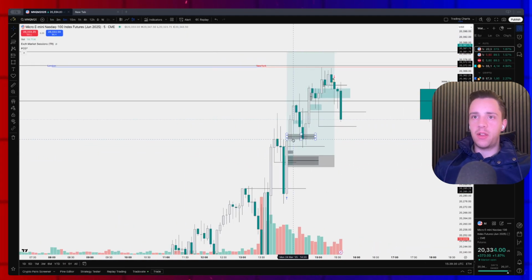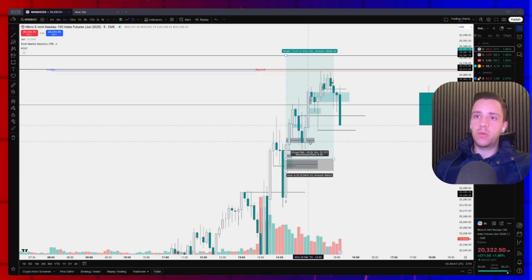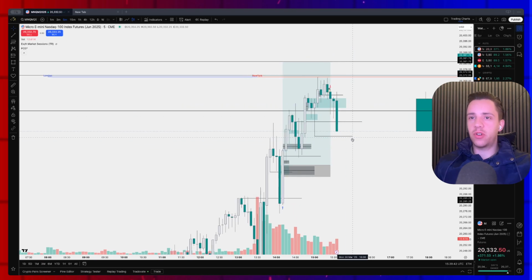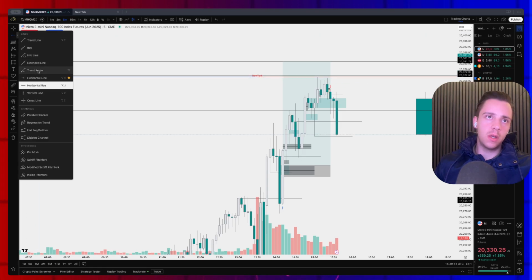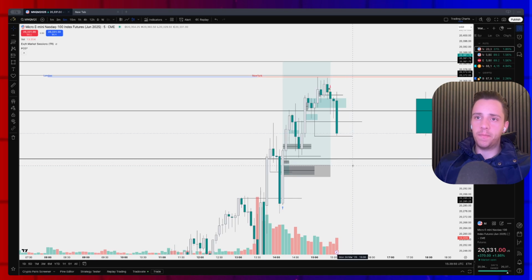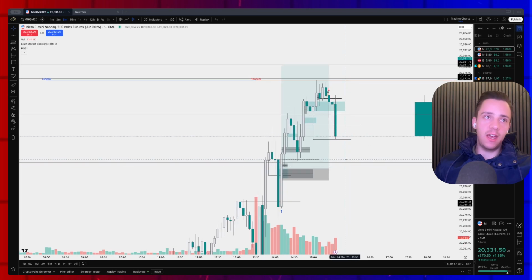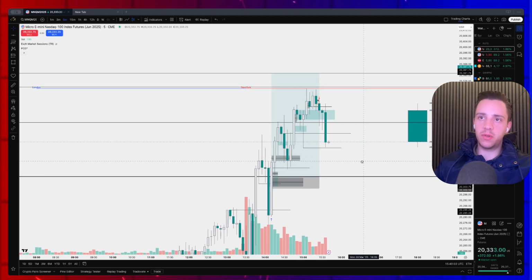Then after that, I was still keeping in mind the 5 minute structure. We went down here, we touched it, we respected this fair value gap, we broke structure. At this point, I moved my stop loss to here, just a little bit below. Then I realized, okay, this is just a little bit of profit, so I'm just going to move it back to break even just in case we go and sweep the lows.